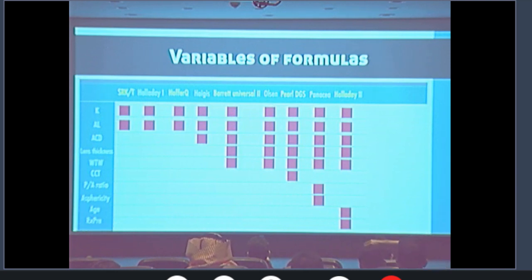Barrett, it's 4, depends on the K readings, axial length, and optical AC depth. The lens thickness and white to white are optional in Barrett. It will increase the accuracy, but they are optional. Olsen, the same. Pearl DGS, same in addition to CCT or central corneal thickness. Benencia, they include PA ratio, posterior anterior ratio, and sphericity. Holladay 2, they include 7 variables, including the refraction and the age of the patient.